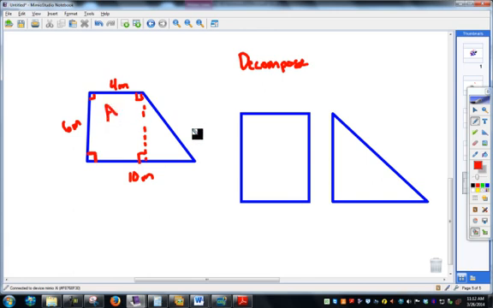So this is this. So we can call this letter A. We can call this letter A. Then I got this triangle. We'll go ahead and call that B. And we'll call that B. Okay? So you're going to find the areas of each one of these. Okay?